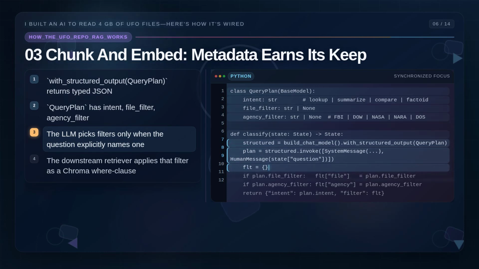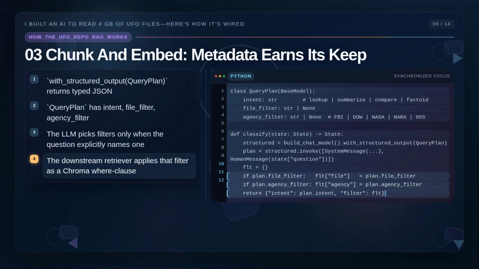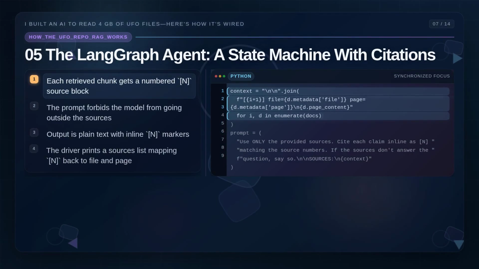Third, the chunk IDs are deterministic, file:page:chunk number, which means rerunning stage 3 doesn't duplicate anything in Chroma, and you can ingest a new tranche without a full rebuild. The metadata fields, agency, incident date, file, are the secret weapon because they let stage 4 do filtered retrieval instead of brute force search.